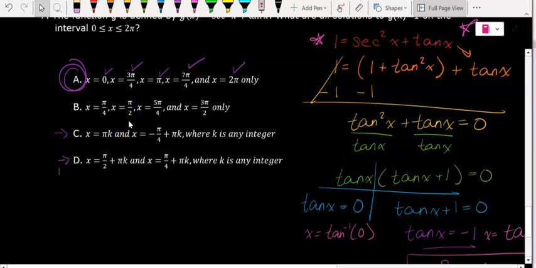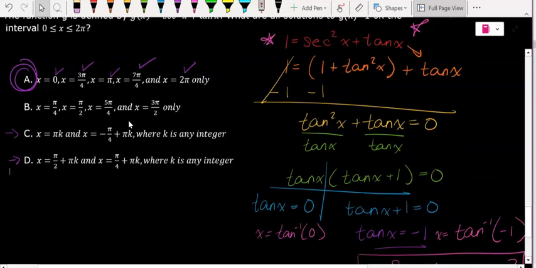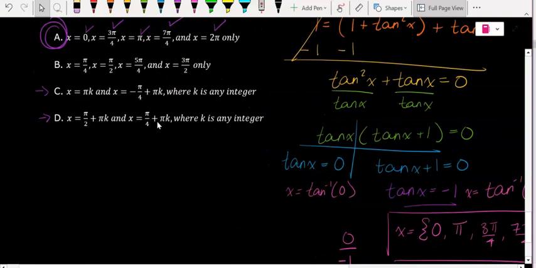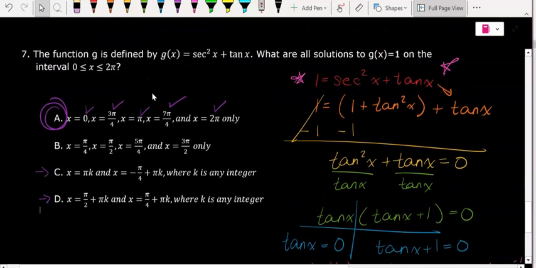Pi over 2 would be when my sine is going to equal 1, and my cosine is going to equal 0. Likewise, 3 pi over 2 would be when my sine is equal to negative 1 and my cosine is equal to 0. So those would get me my cotangents would be equal to 0, not negative 1. So B is definitely not it. So my answer here is A. Okay. Hopefully this makes more sense seeing it the second time around.